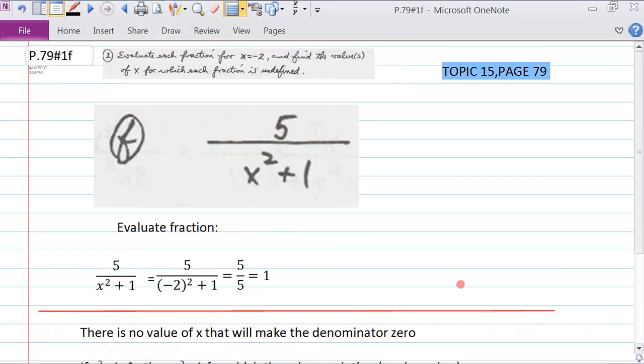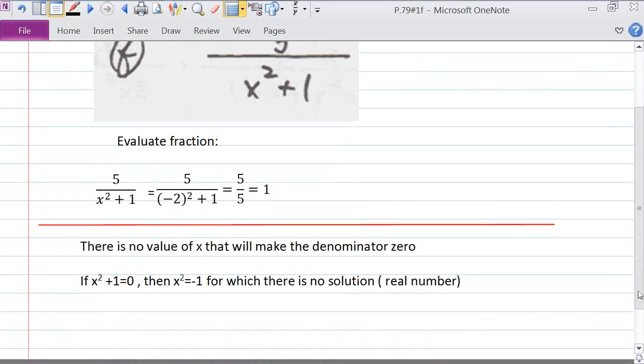Now here we're doing the same thing. We're evaluating the fraction for when x is -2, so I'm going to replace here in the first part of the problem, I'm going to replace x with -2. -2 squared is 4. 4 plus 1 is 5. So the value of the fraction will be 1 when x is -2.